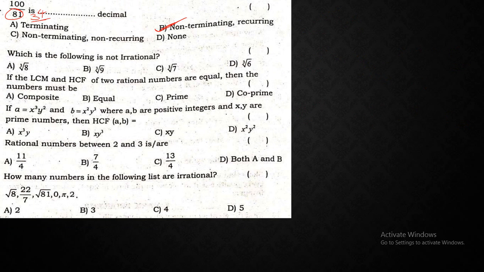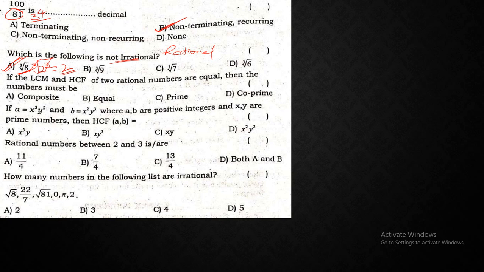Next, which of the following is not irrational? Not irrational means rational. If you observe cube root of 8, already we know 8 I can write as 2 cube. So cube root of 2 cube. Cube and cube root get cancelled, and I am going to get 2. So hence the answer is option A itself.